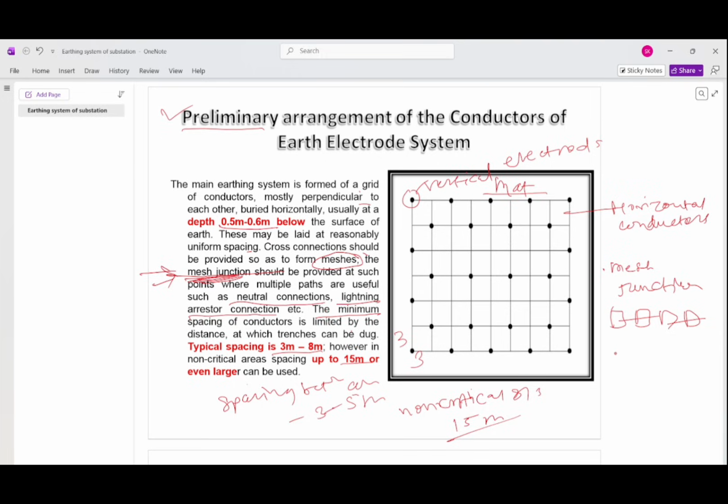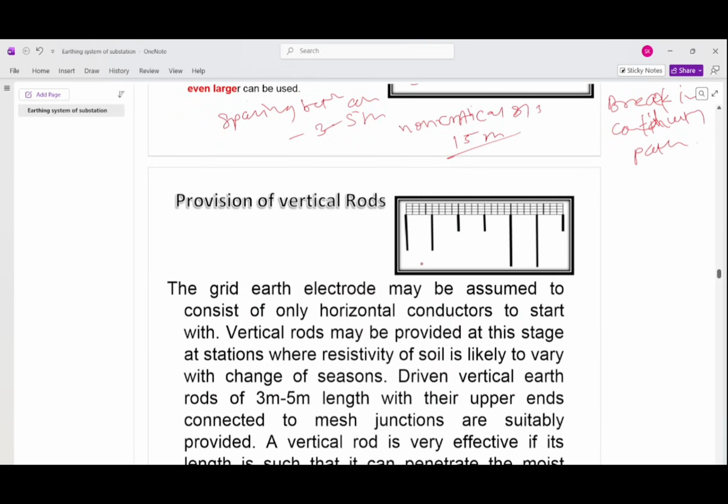So there shall not be any discontinuity, any break in the continuity path. So a continuous path under any condition is to be ensured. So these meshes are required. Smaller meshes are required in the substation earthing grid. So these were the mesh junction points we discussed.